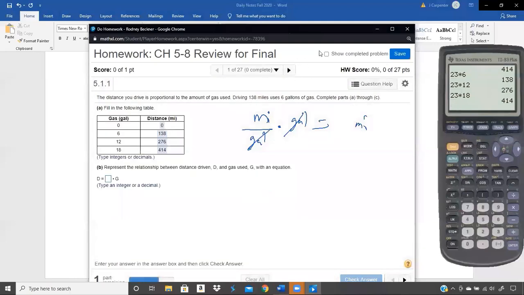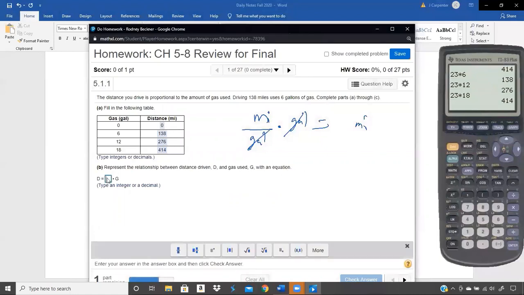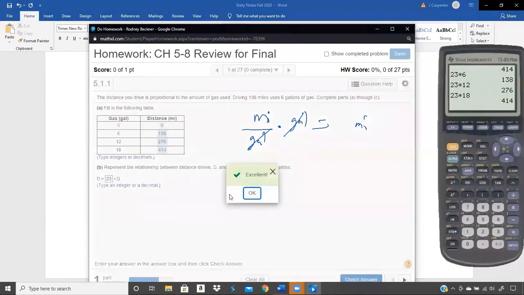Then they say represent the relationship between the distance driven D and the gas used G with an equation. And they say the distance you drive is equal to some number times the number of gallons. Well, that was the thing we got when we took the 138 divided by the 6, the 23 miles per gallon. Also the thing I used if I just wanted to multiply the 23 by the 6, the 12, or the 18. So there's our equation. The distance you drive is 23 times the number of gallons.